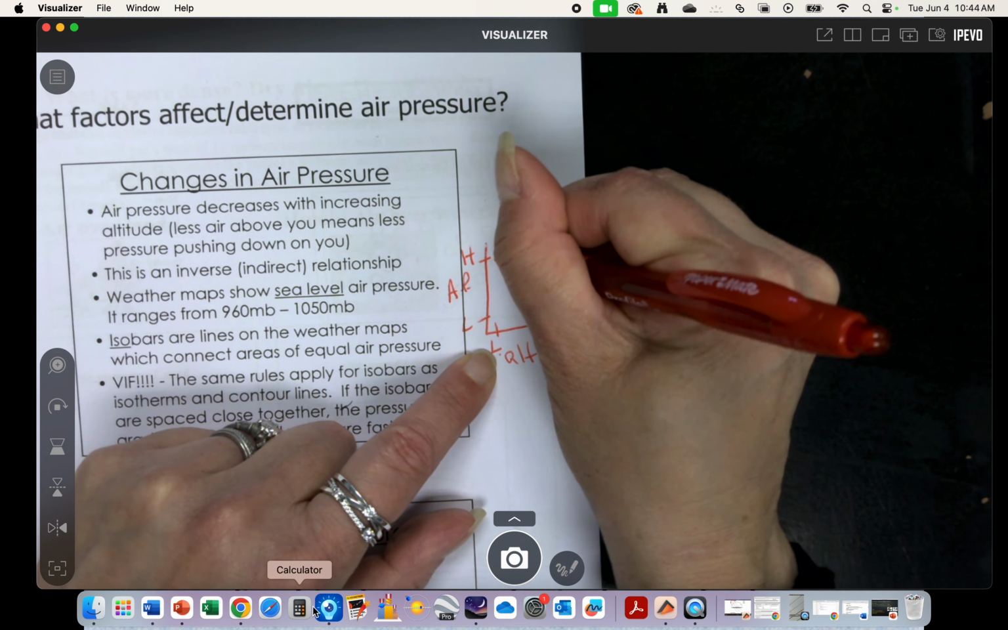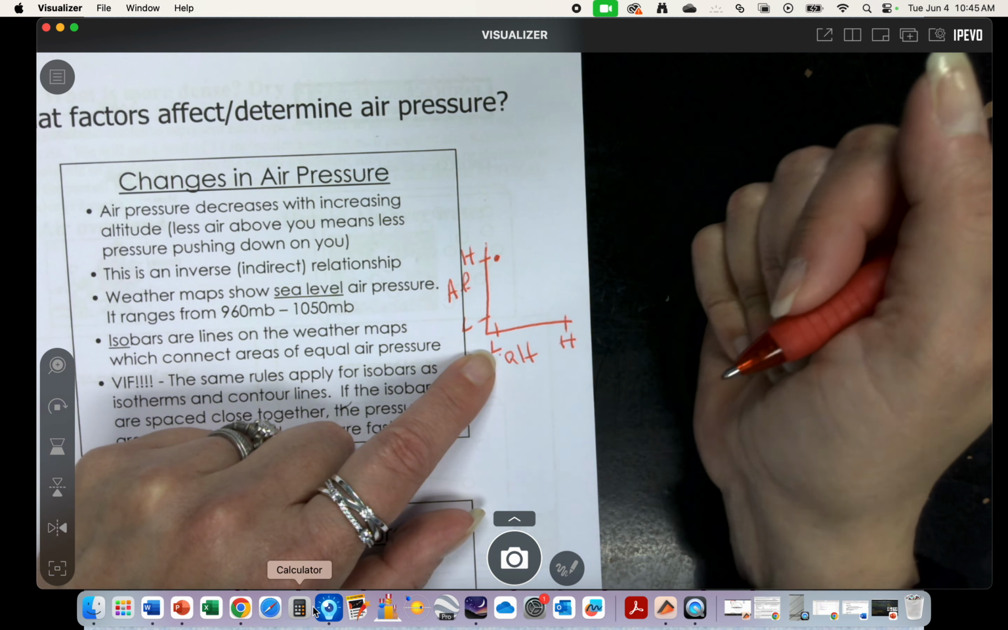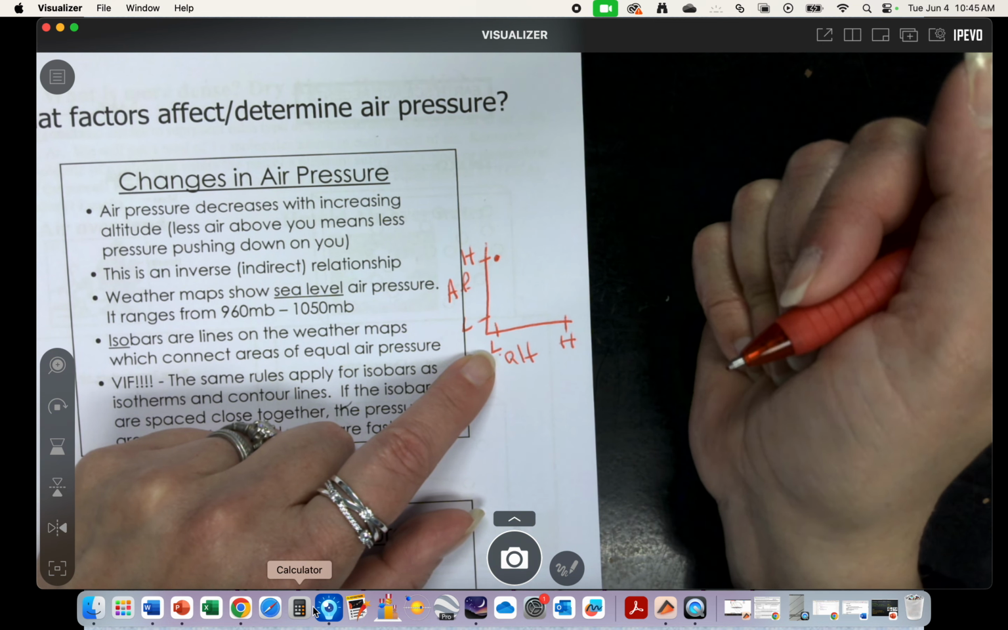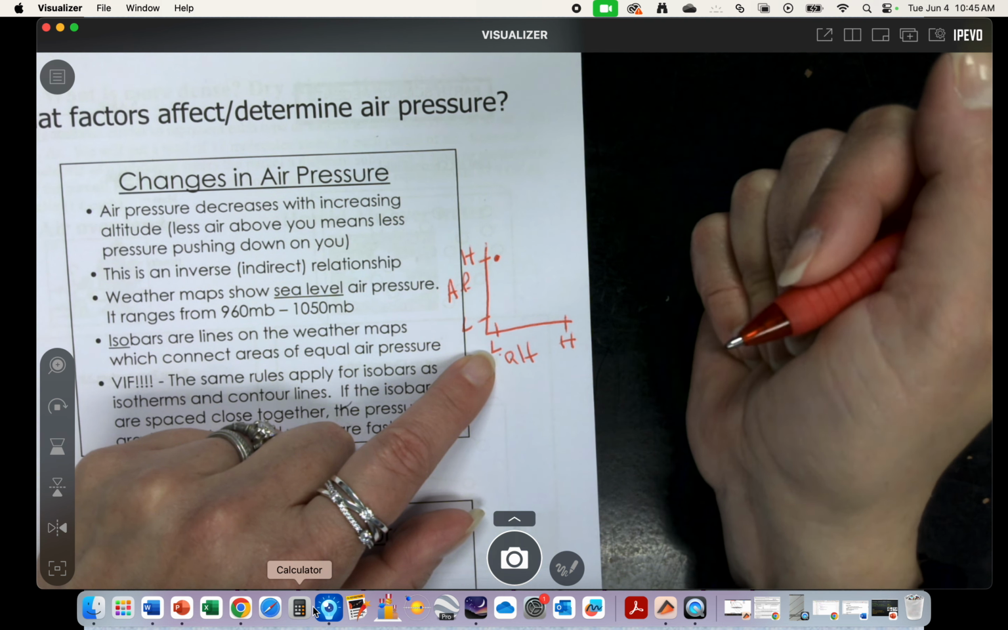Air pressure is higher. James, you're not going to get anywhere with sitting there with your arms folded. You should be writing. If I'm writing, you're writing.